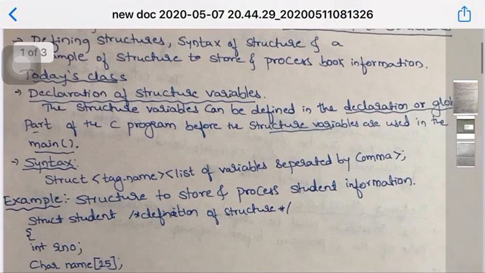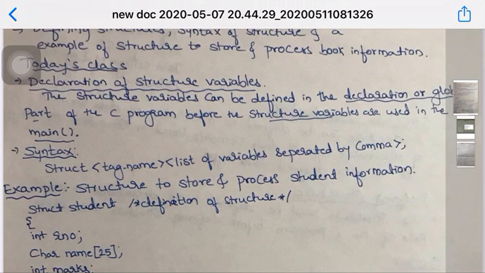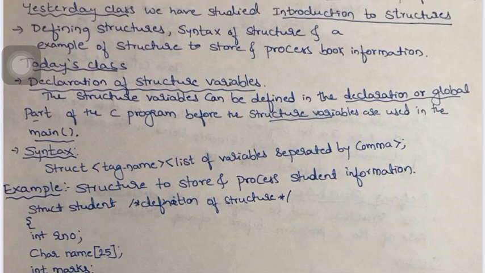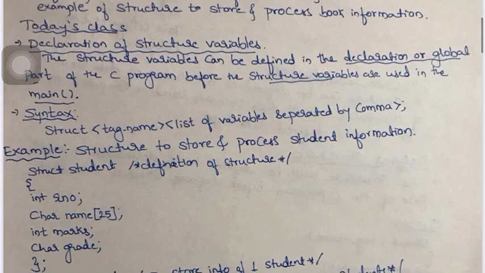In the previous class we have studied the declaration of structure variables, how we define the structure variables. The structure variables can be defined in the declaration or global part of the C program, before the structure variables are used in the main function. You can see the syntax here.